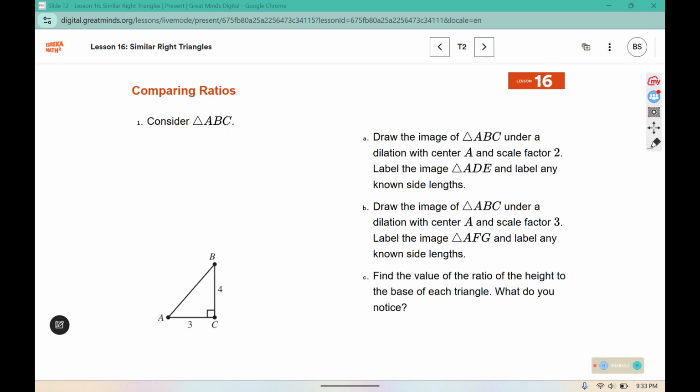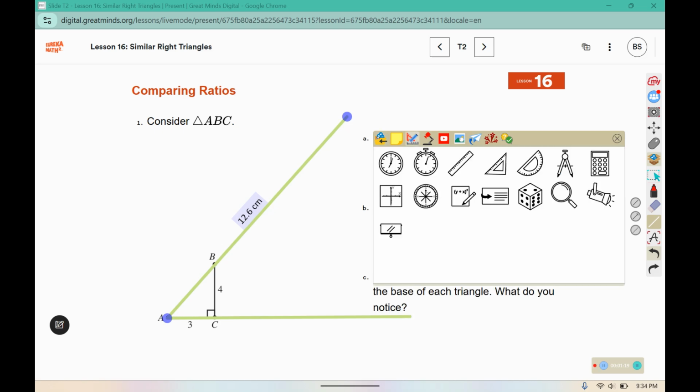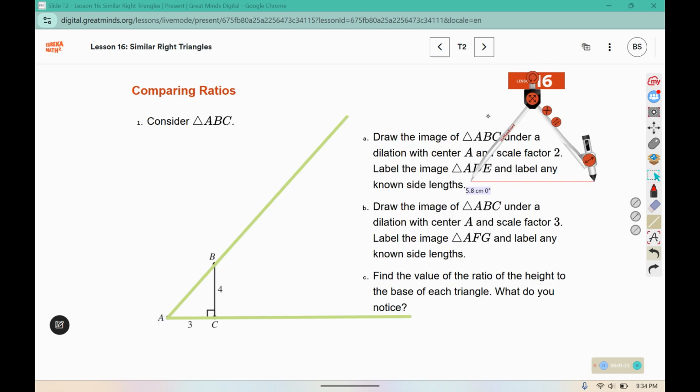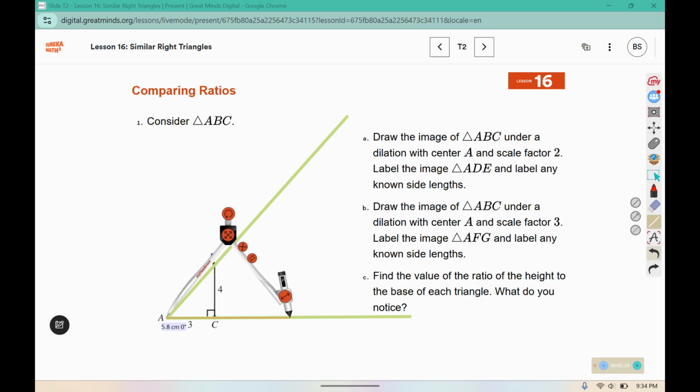Draw the image of triangle ABC under a dilation with center A and scale factor of 2. Label the image ADE and label any known side lengths. We'll begin by extending the line through the center of dilation. And then we will also use our compass to create marks for the side lengths.